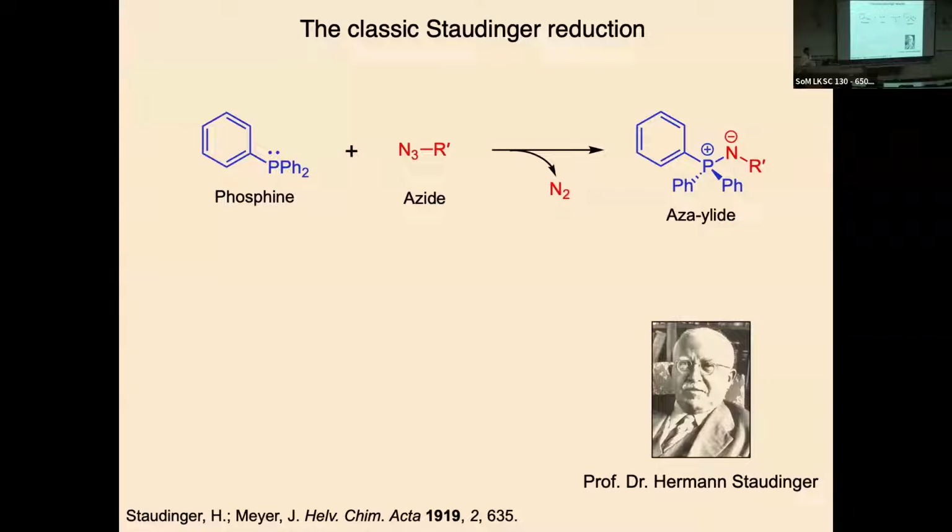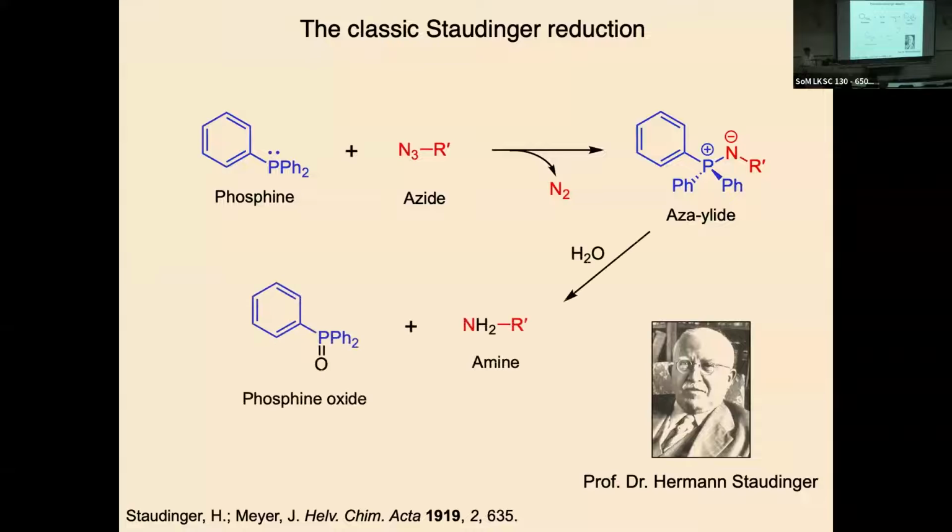And they react with each other under very mild conditions, physiological pH, physiological temperature. And you can do this chemistry in water, and it won't interfere with anything in a biological system. So it's almost bioorthogonal. And the reason I say almost is because this azaylid is actually not stable in water.